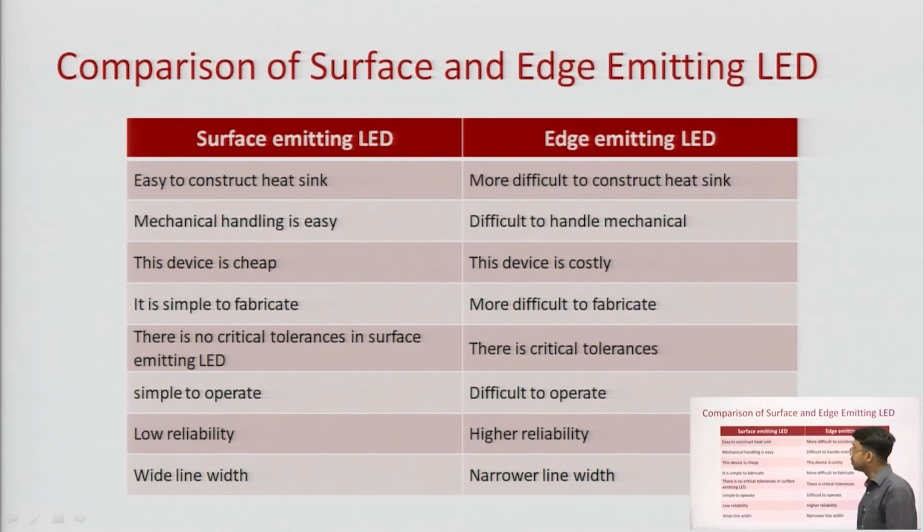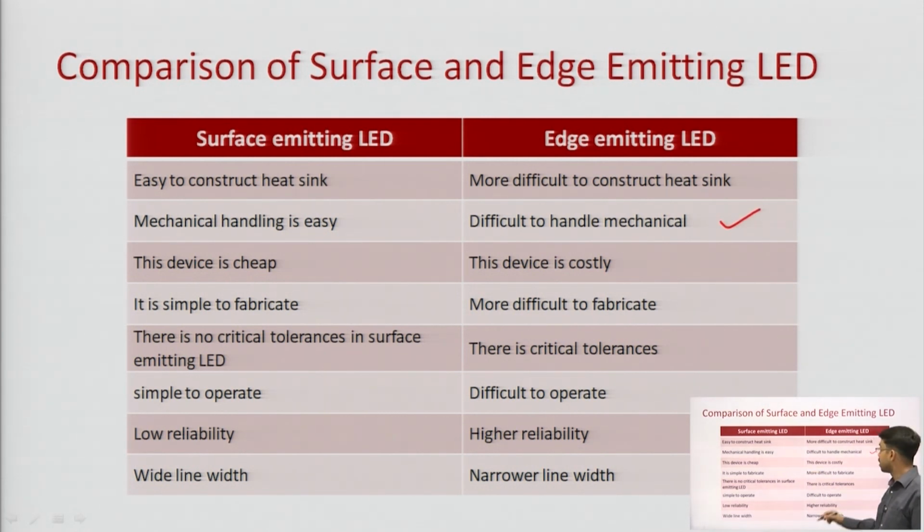So these are the differences. In surface emitting LED, construction of the heat sink is easy, but in edge emitting LED it is more difficult to construct a heat sink. We must construct a heat sink because some of the energy is emitted in the form of heat, and we have to remove that heat from the junction of the LED, otherwise it will burn. So we need a heat sink. It is easier to make a heat sink in surface emitting in comparison to edge emitting. It is easy to handle surface emitting LEDs, and edge emitting LEDs are difficult to handle.